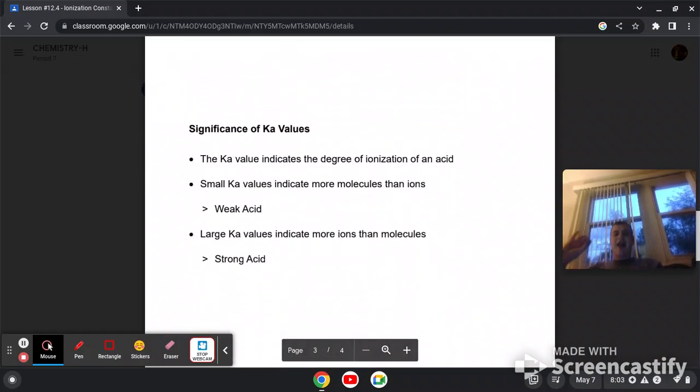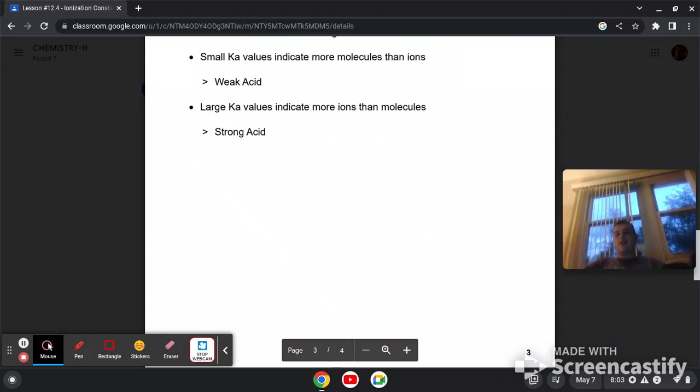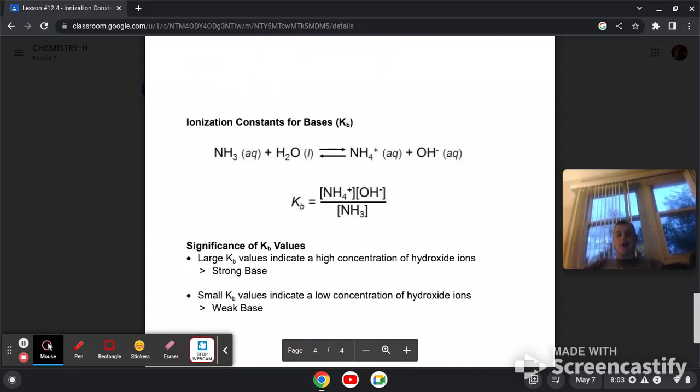The significance of the Ka values indicates the degree of ionization for an acid. A small Ka value indicates more molecules and fewer ions, a weak acid. A large Ka means more ions and fewer molecules, a strong acid. In this case, Ka will determine if it's a weak or strong acid, if it's a lot or a little bit.